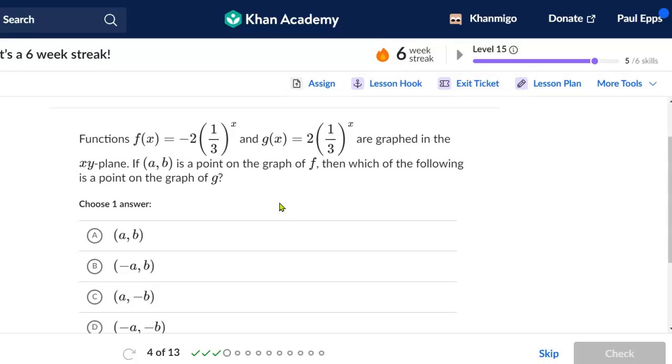If (a, b) is a point on the graph of f, then which of the following is a point on the graph of g? Okay, well, if x is the same, then the y value is going to be the same, except it's going to be negative. So if (a, b) is a point on the graph of f, then (a, negative b) is going to be a point on the graph of g.